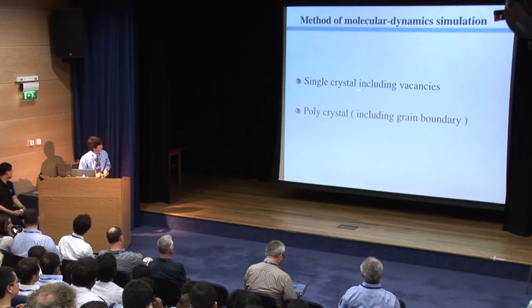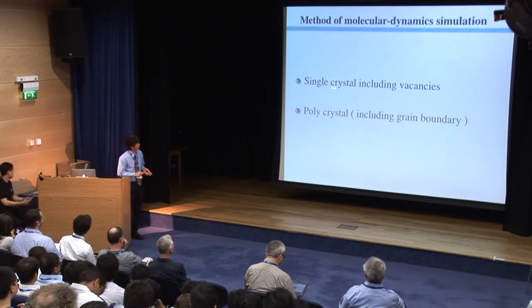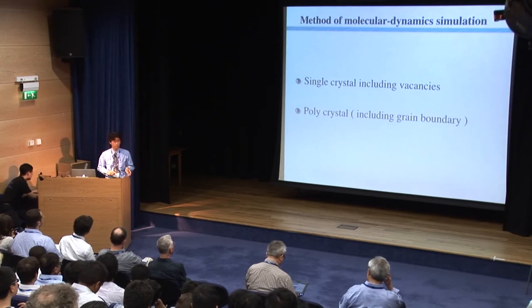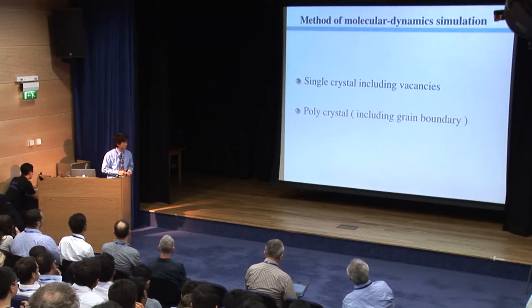In this study, we performed two MD simulations for pure iron. First is a single crystal. This is an ideal condition. And in order to investigate the generation of voids, we use the single crystalline MD cell, including the vacancies. Next is, in order to approach a more realistic model, we perform the polycrystal MD simulations. Of course, the polycrystal MD cell includes a grain boundary.